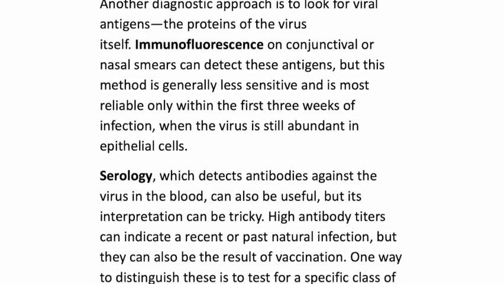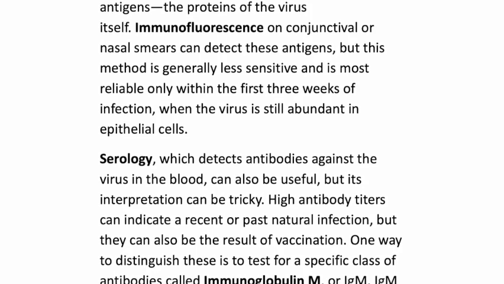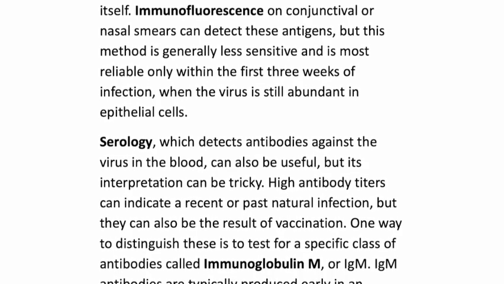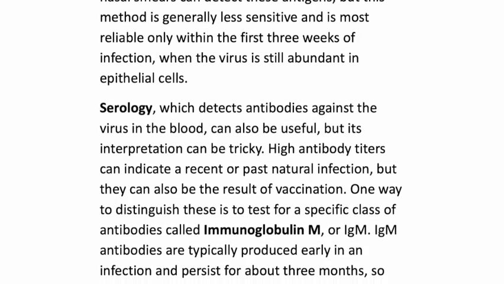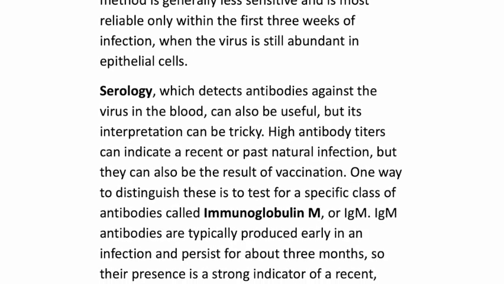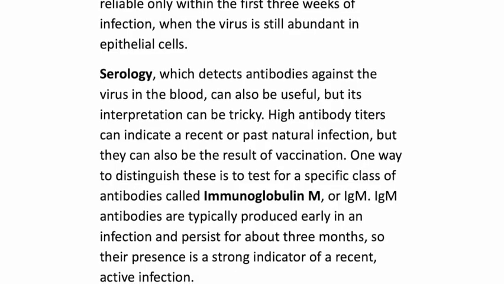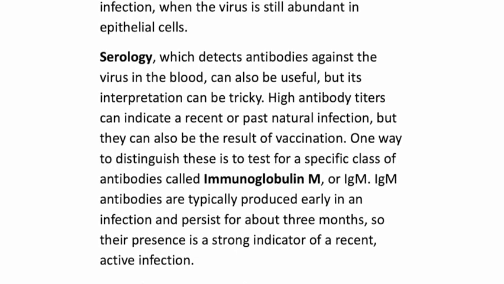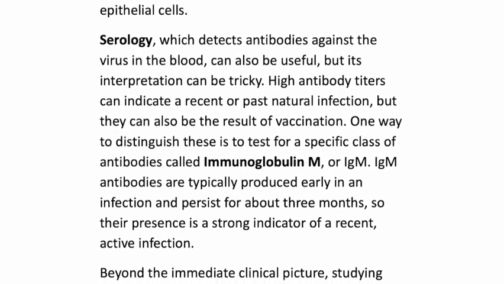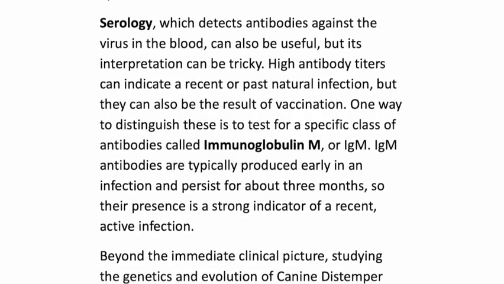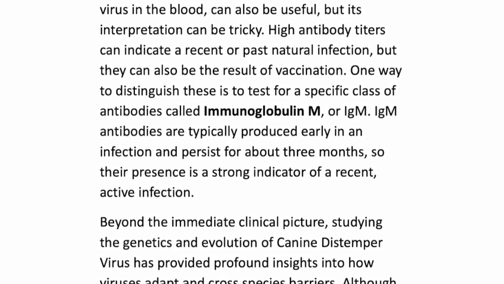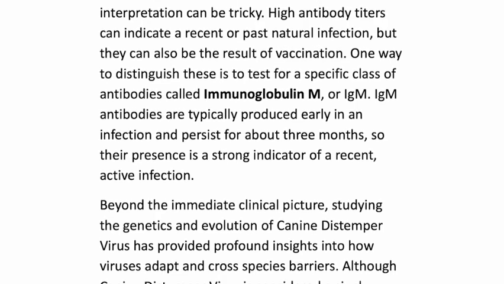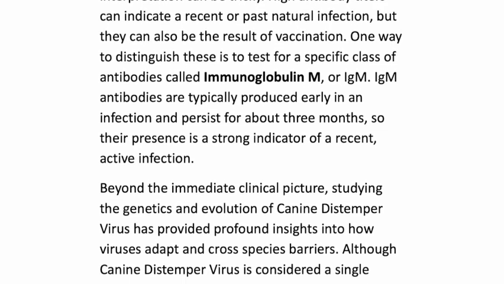Serology, which detects antibodies against the virus in the blood, can also be useful, but its interpretation can be tricky. High antibody titers can indicate a recent or past natural infection, but they can also be the result of vaccination. One way to distinguish these is to test for a specific class of antibodies called immunoglobulin M, or IgM. IgM antibodies are typically produced early in an infection and persist for about 3 months, so their presence is a strong indicator of a recent, active infection.